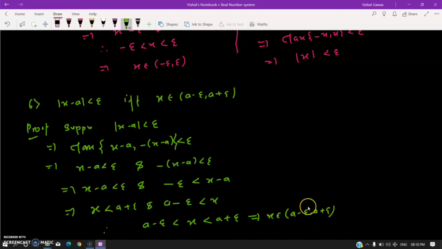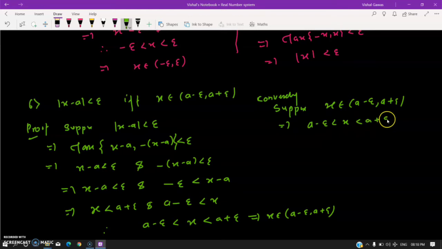Conversely, how do we do the converse? Conversely, suppose x belongs to a minus epsilon, a plus epsilon. This means that a minus epsilon would be less than x less than a plus epsilon. This would mean that if I subtract a, minus epsilon would be less than x minus a, right? Less than epsilon.